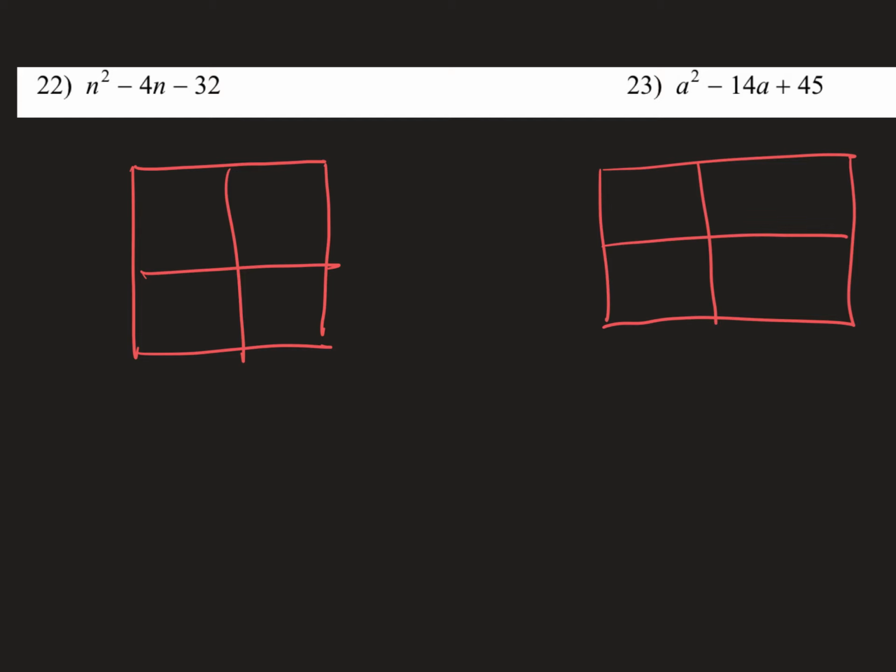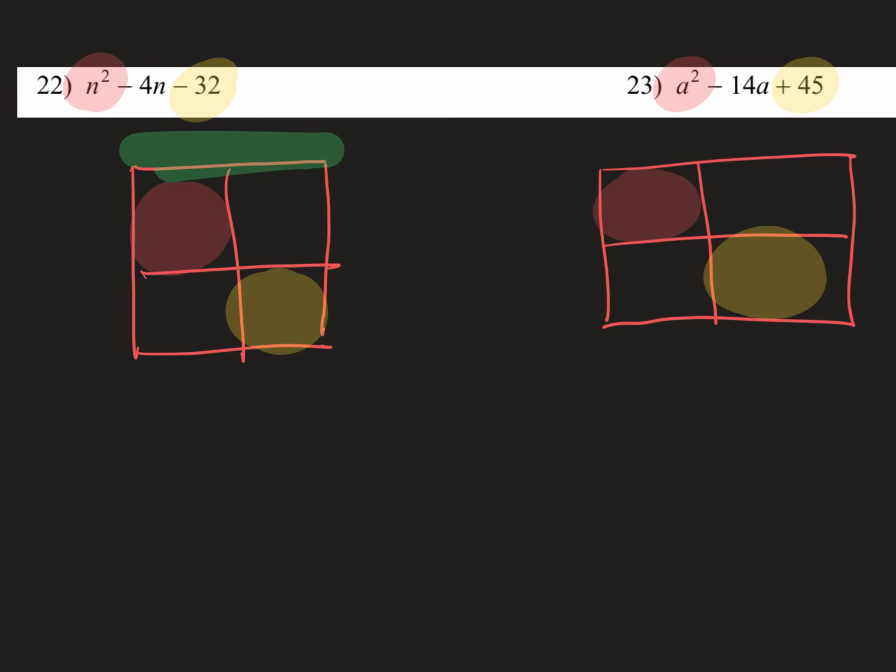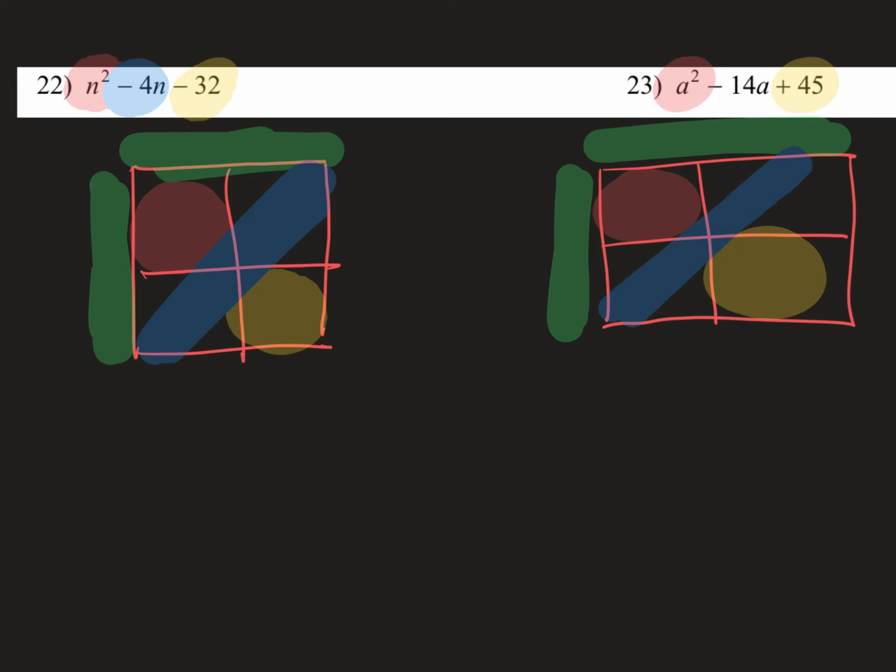In the first box, you're going to put the first variable. In the second box, you're going to put the constant. And our answer will be along the top and the side. And these two have to add up to give me this. And these two have to add up to give me this.